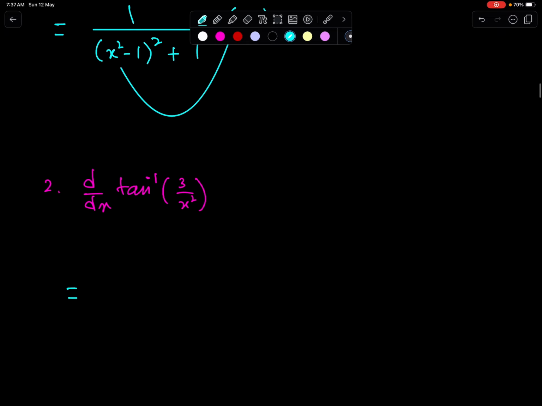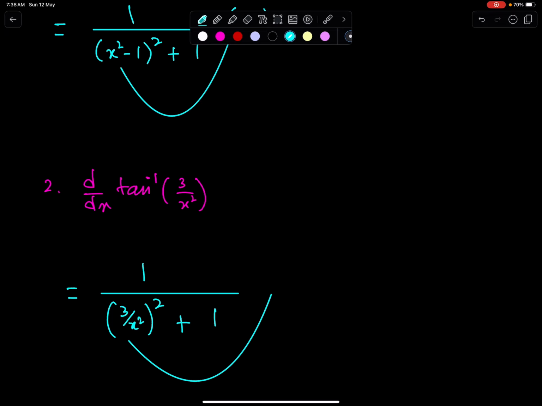If we have to differentiate tan inverse 3 upon x square, then we need to write 1 upon 3 upon x square whole square, plus 1 is the part of the formula, and then the differential of this. Be careful, the differential of 3 upon x square: write this as 3x to the power minus 2, and then differentiate it. So it should be minus 6x to the power minus 3. That means minus 6 upon x cube.